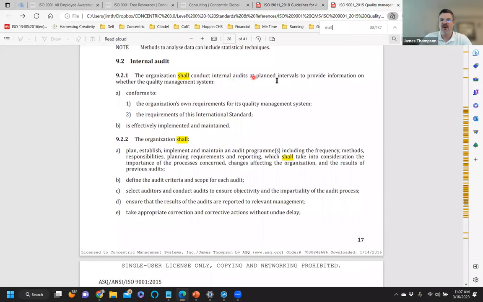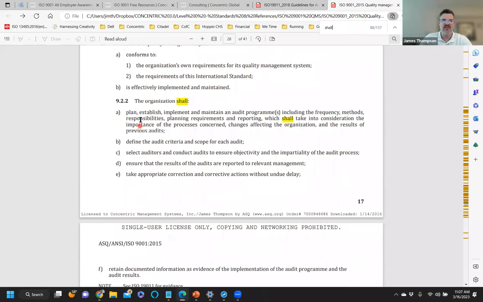So you need to conduct internal audits at planned intervals. So typically this is like an annual plan, something like that, to provide information on whether the QMS is conforming to its own requirements, your own requirements of the QMS internally, and the requirements of this standard. And then the second piece is effectively implemented and maintained. Okay. Organization shall plan, establish, implement, and maintain an audit program, or you might have multiple audit programs, including the frequency, method, responsibilities, planning requirements, and reporting, which shall take into consideration the importance of the processes concerned.